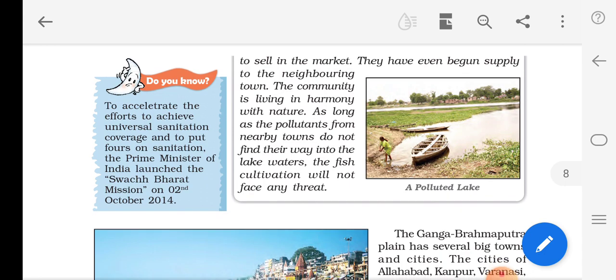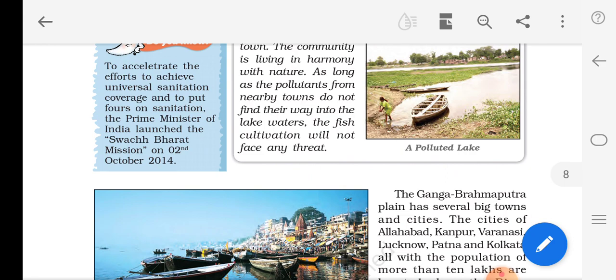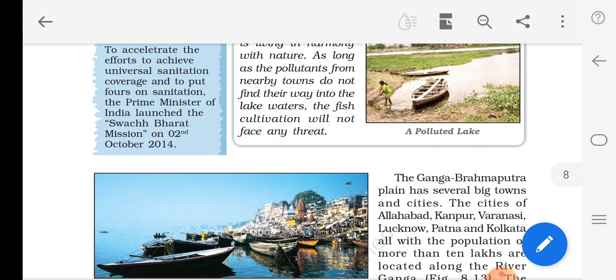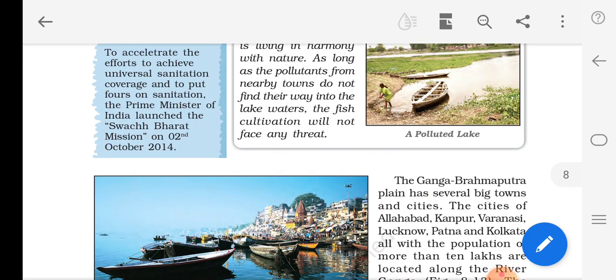Now let's see one program which was launched by our Prime Minister Shri Narendra Modi, that is called Swachh Bharat Mission, on 2nd October 2014, to keep the surroundings, that is sanitation, clean.